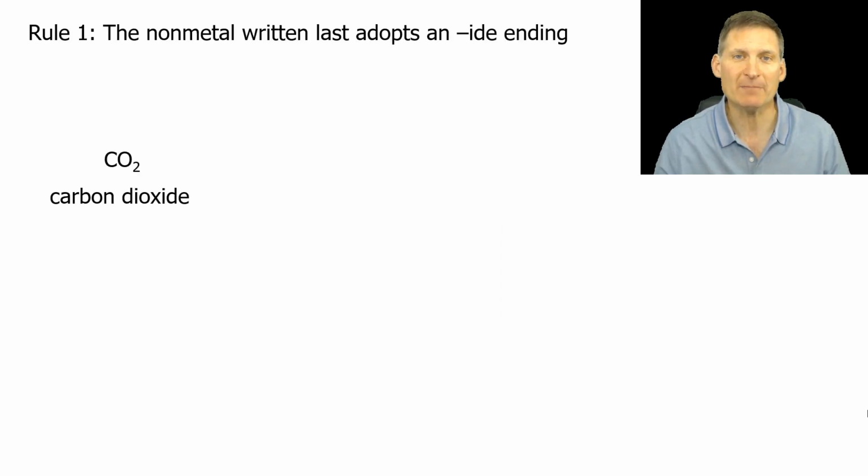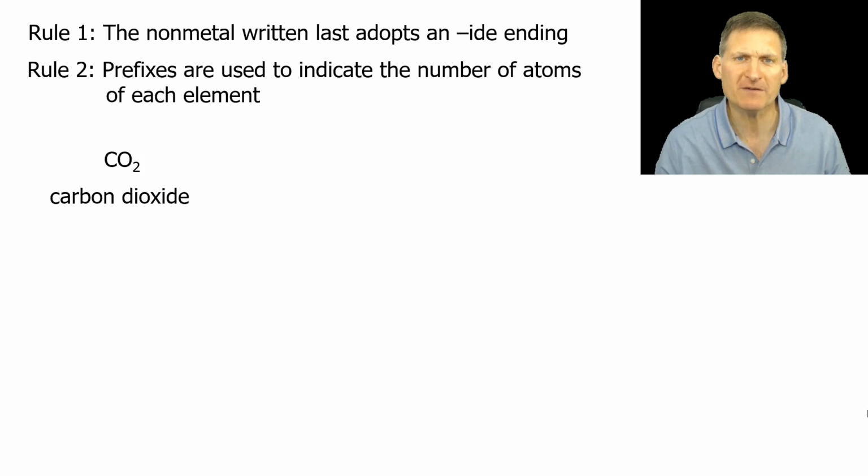Rule 1 is the nonmetal written last adopts an IDE ending. That's why in carbon dioxide, the element name oxygen was changed to oxide. The element written first, in this case carbon, is still called carbon. Rule 2 is that prefixes are used to indicate the number of atoms of each element. This is very different from ionic naming. For example, since there are two oxygens in the formula, that's why the prefix for oxide is di, which means 2.